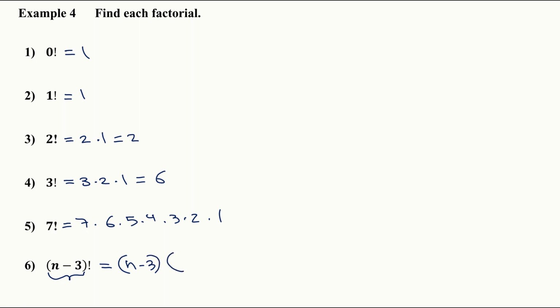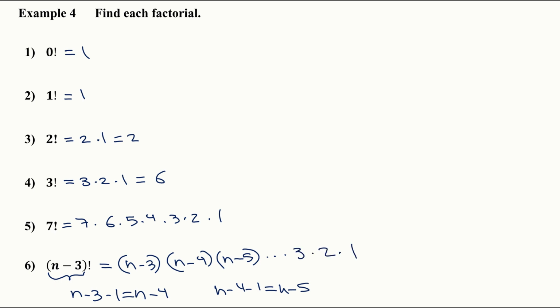And what's the next number? That's 1 less than that. So what's n minus 3 minus 1? That's n minus 4, right? So it'll be times n minus 4. And then 1 less again, so that'll be n minus what? 5. What's n minus 4 minus 1? That's n minus 5, right? Now you don't have to write a million of these. Just go at this point dot dot dot, and then you're going to go all the way to 3 times 2 times 1. All right, and that's how you would want to show what quantity n minus 3 factorial is.